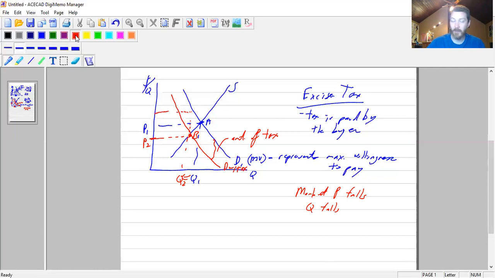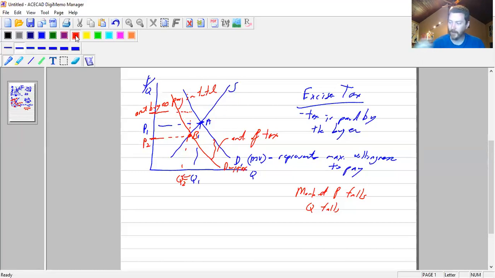The difference between these two demand curves vertically is the amount of the tax. Go to this quantity right here and just go up to the old demand curve, their maximum willingness to pay, which incorporates the new demand curve, which subtracts out the excise tax, but it goes back to add in the excise tax, going back to the original demand curve. This is the amount that buyers pay in total.